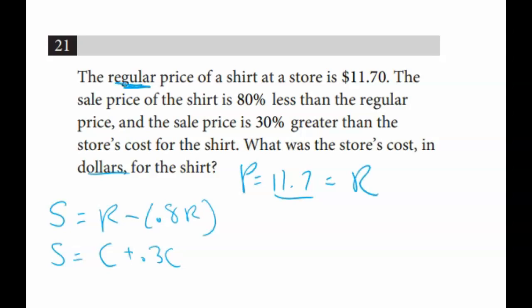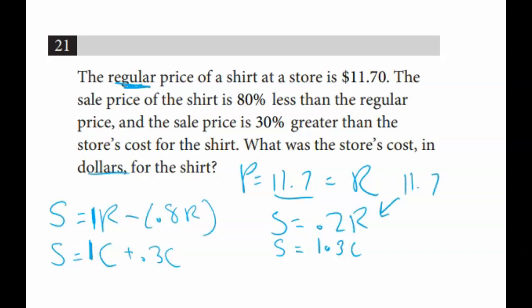So we know that R equals 11.7 and S equals R minus 0.8 times R. And that also equals the cost plus 0.3 of the cost. So if we draw this out, we know S equals 0.2 R. And I got that by taking 1 R minus 0.8 R would equal 0.2 R. Then S would equal 1 C plus 0.3 of C, so 1.3 of C. So all we need to do is plug in 11.7 for R.